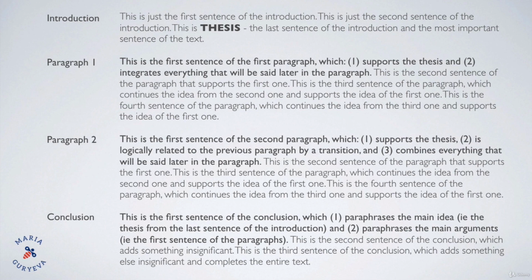The sentence number 3 follows logically from the sentence number 2 and also supports sentence number 1. This is the fourth sentence of the paragraph, which continues the idea from the third one and supports the idea of the first one. Okay? So again, we have transitions, we have logical connections between sentences, but also every sentence supports the first sentence. All right, let's move to paragraph number 2, and here we have the very same thing.